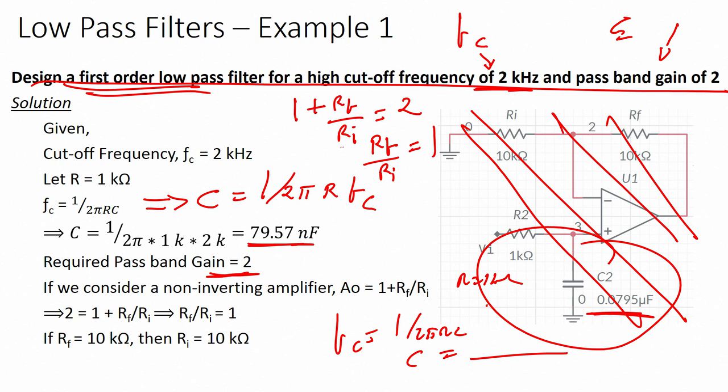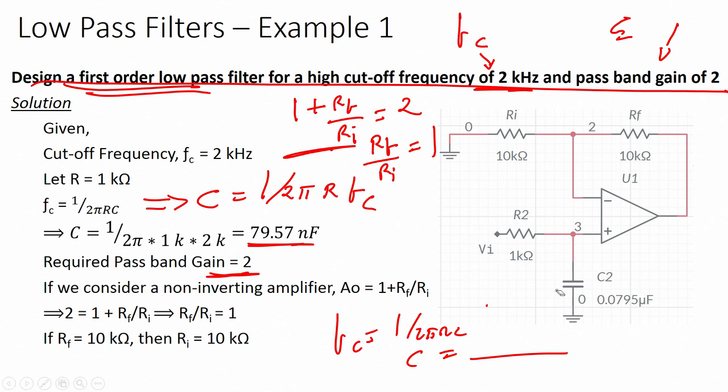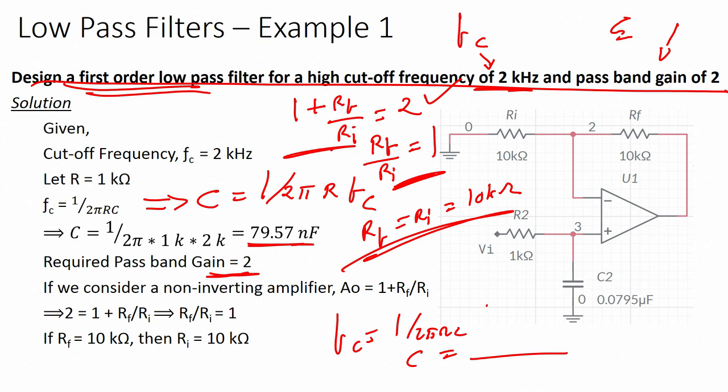Now, 1 plus RF by RI is your non inverting amplifier gain. We do not know the value of RF and RI, but we know the value of gain. So, 1 plus RF by RI equals 2, so RF by RI equals 2 minus 1, which is 1. That means RF should be equal to RI. We can take any value, let us say 10 kilo ohms. Now you have the values of RF, RI, C and R, and based on these values, you can design this low pass active filter.